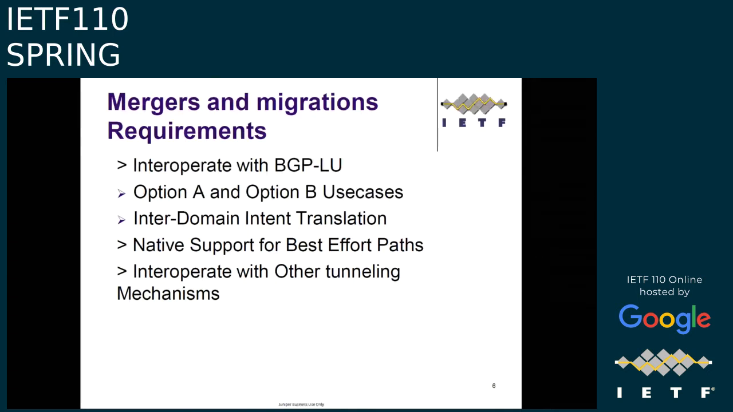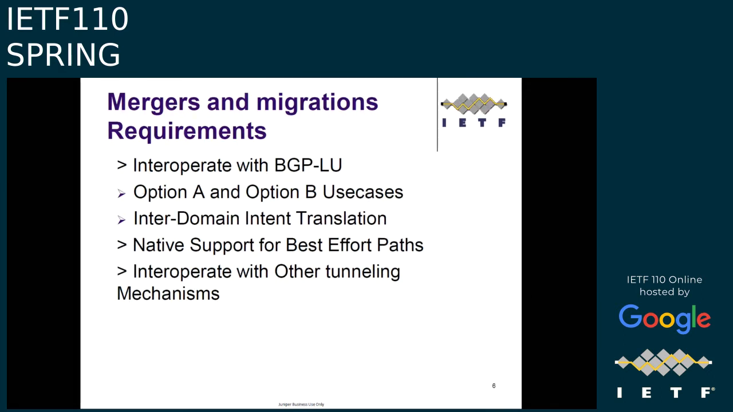So mergers and migration requirements mainly focus on changing networks, when evolving networks, and requirements arising out of those network evolutions, such as during migrations, you will have to have interoperability with BGP-LU. And you should also have native support for best effort paths. Like if we come up with some new extension, that should also have support for the ability to create best effort paths end-to-end. And as the network evolves, we should not have the requirement of running two different families.